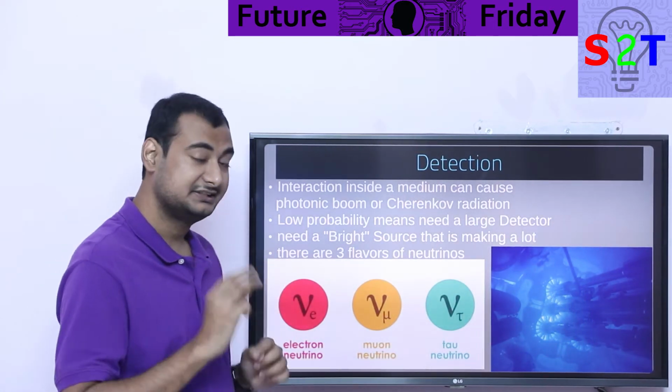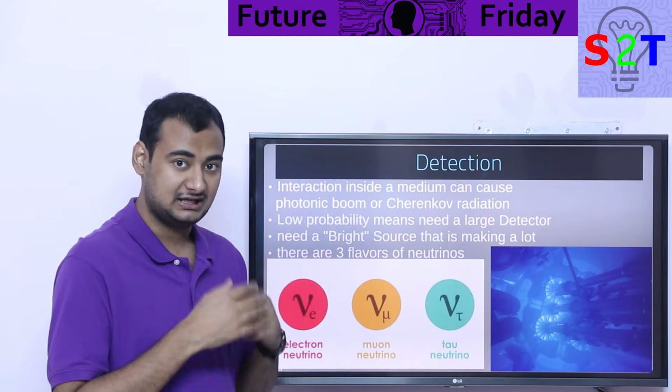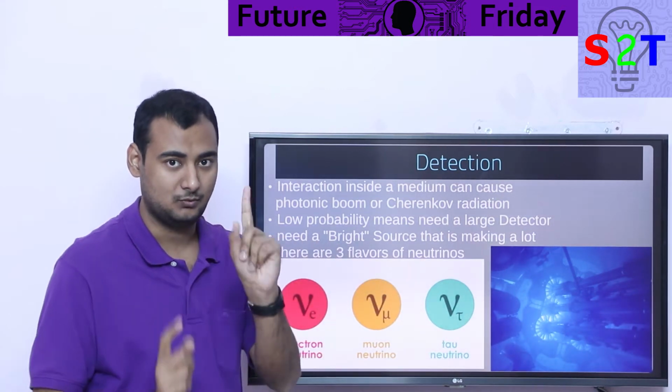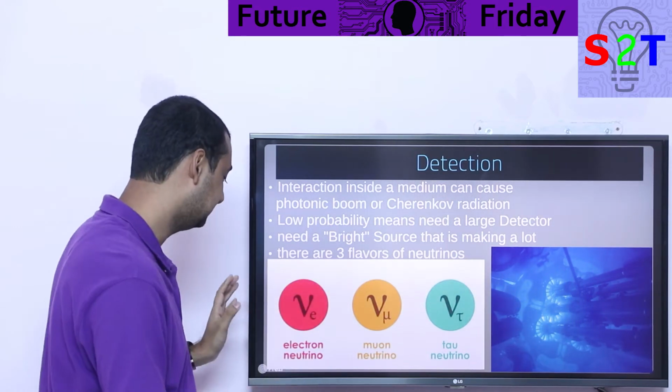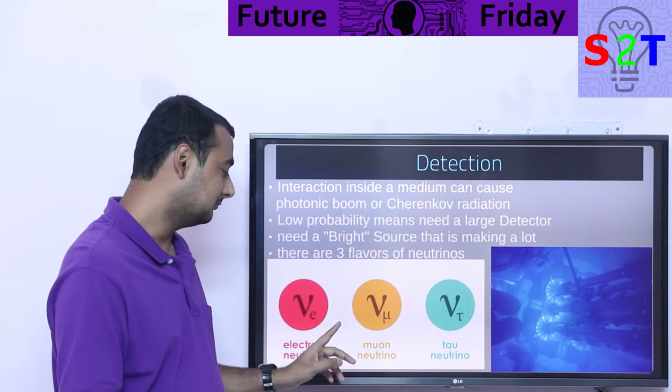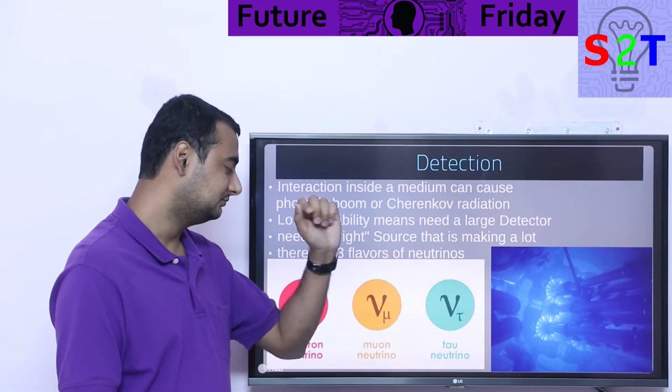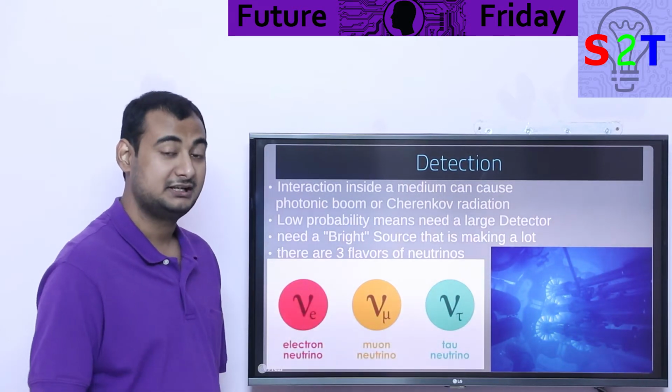And there are 3 flavors of neutrinos. Now, neutrinos are fundamental particles, but they are not just one particle. Like electron is electron, photon is photon. This puppy does not follow that. It's like electron neutrinos, muon neutrinos, tau neutrinos. It has multiple. And here's the interesting thing.